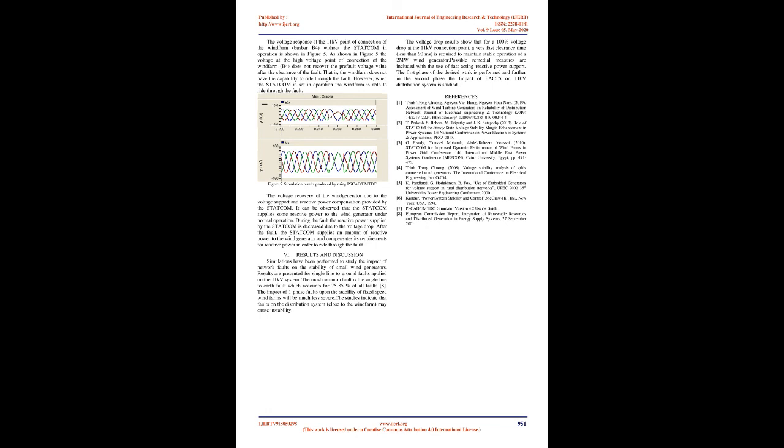The studies indicate that faults on the distribution system, close to the wind farm, may cause instability. The voltage drop results show that for a 100% voltage drop at the 11 kV connection point, a very fast clearance time, less than 90 milliseconds, is required to maintain stable operation of a 2 MW wind generator. Possible remedial measures include the use of fast-acting reactive power support. The first phase of the desired work is performed, and further in the second phase the impact of FACTS on the 11 kV distribution system is studied.